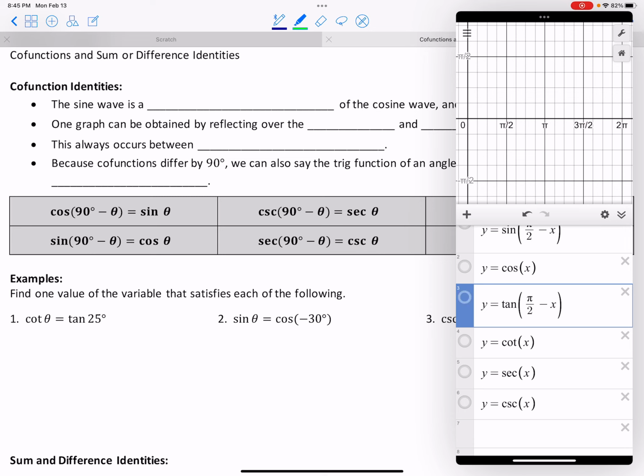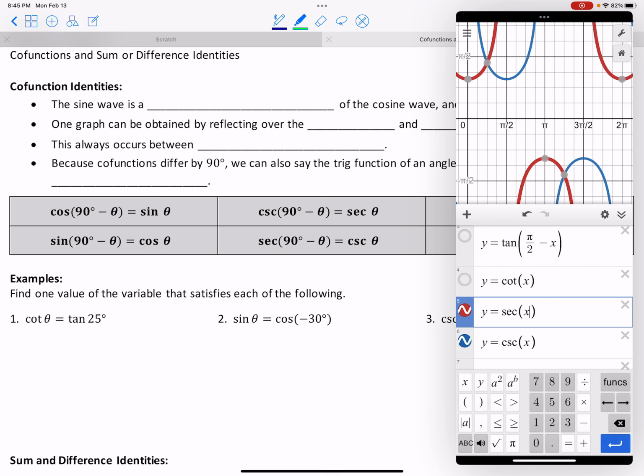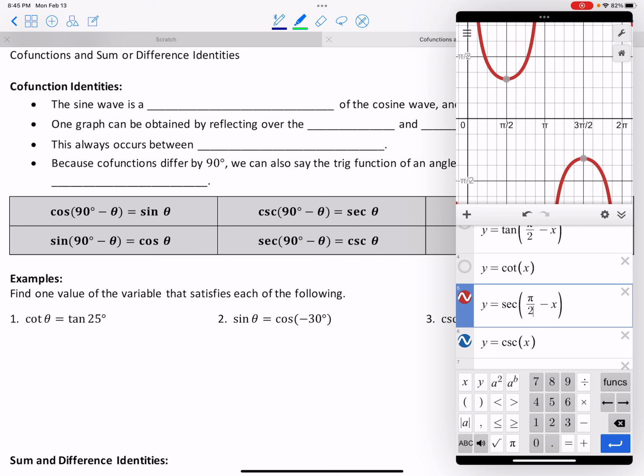And then the same thing for secant and cosecant. So here's what our secant graph looks like. Here's what our cosecant graph looks like. If I take my secant graph, reflect it over the y-axis, and then shift it over pi over 2 radians, it maps exactly onto the cosecant graph.